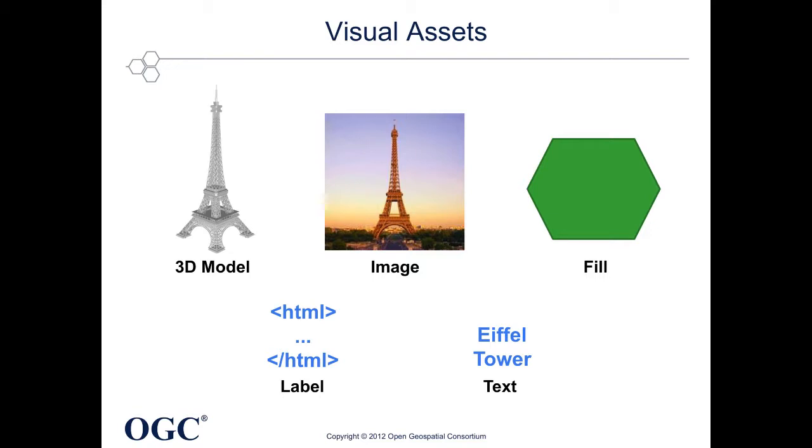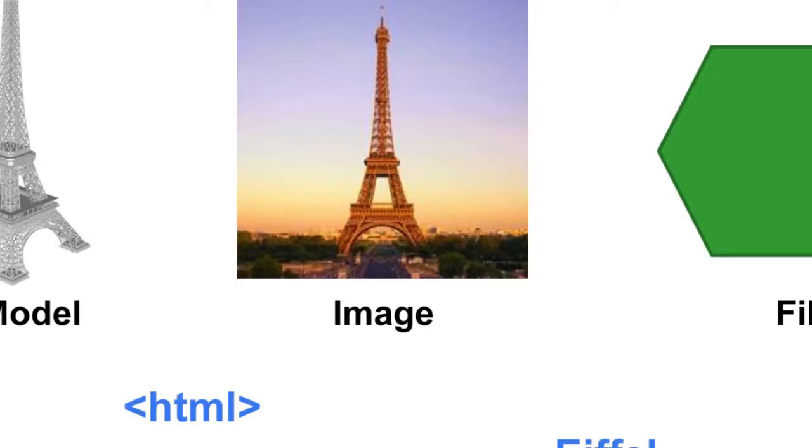3D models, we do not restrict it to a particular type, but we suggest the Collada file format in the first place for several reasons. We have images, 2D representations, of course. We have something that's called fill, so you want to fill a polygon or a line with color or whatever, a simple representation. Labels allow you to use any kind of HTML content and put it up as a 2D billboard or whatever. And simple text. So these are the 5 types that are supported for visual assets, the things that I actually presented on the screen.